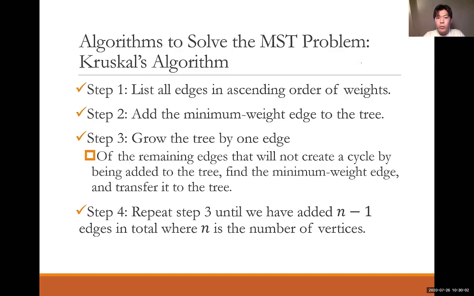And then we will grow the tree by 1 edge each time from the remaining edges that will not create a cycle when added to the tree. Remember the definition of a tree: we will not create a cycle in the graph. So we want the added edge not to create a cycle. We choose from these edges the minimum weight edge and transfer it to the tree. And then we repeat the steps until we have n-1 edges in total.